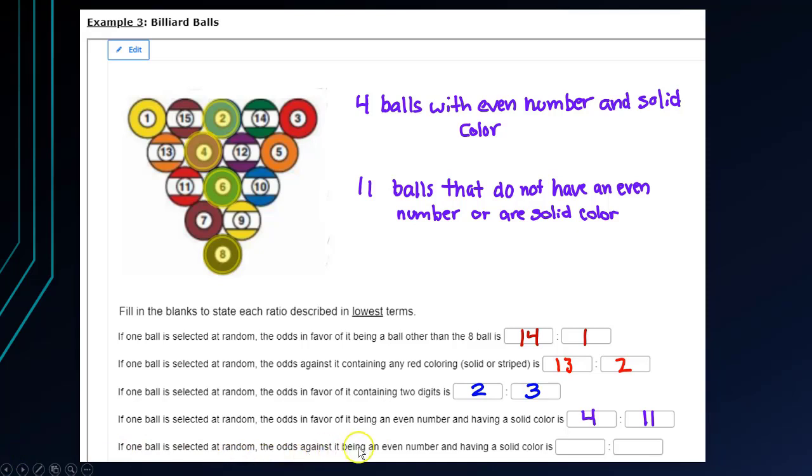And for the last group, it's still looking at even number and having a solid color, but instead of being odds in favor, it says odds against. Well, I'm using the same logic here. There's still 4 balls that have an even number and solid, and there are 11 balls that do not fit into that category. Odds against means I'm going to go against even. So it's just going to basically be the reversal. It's going to be 11-to-4 instead of 4-to-11.